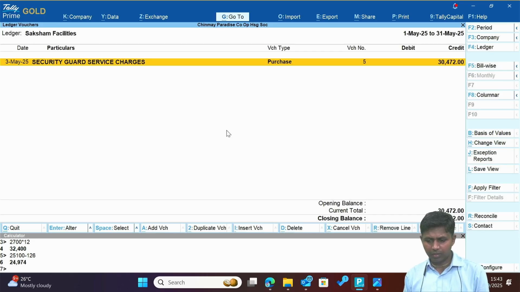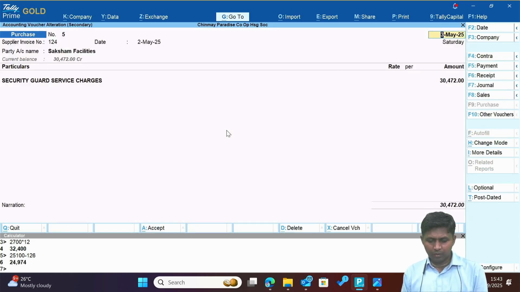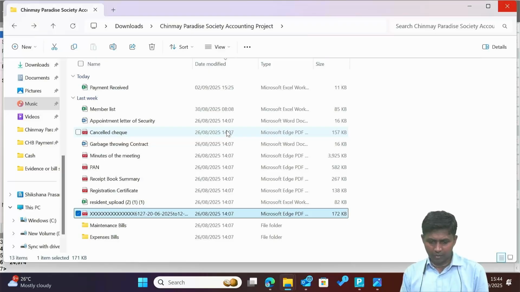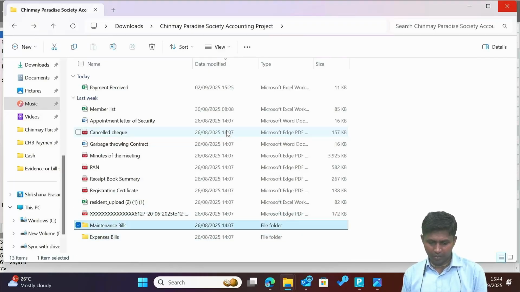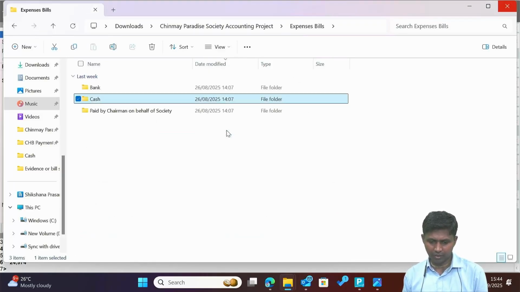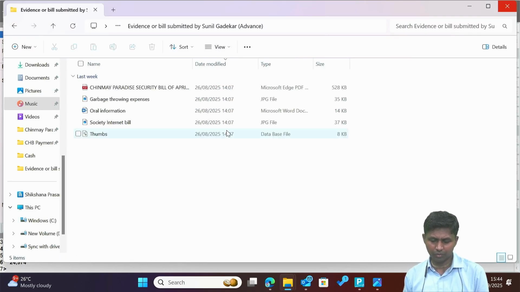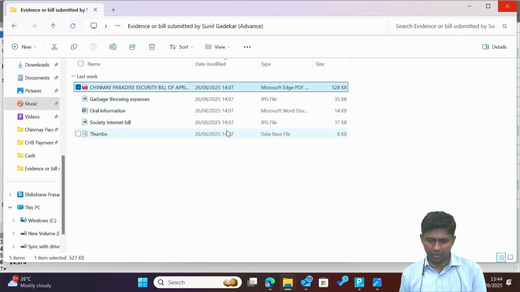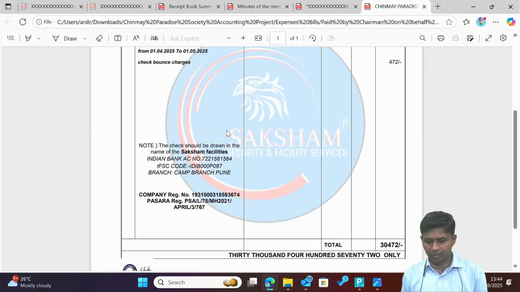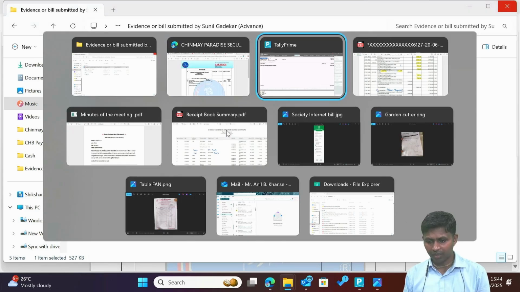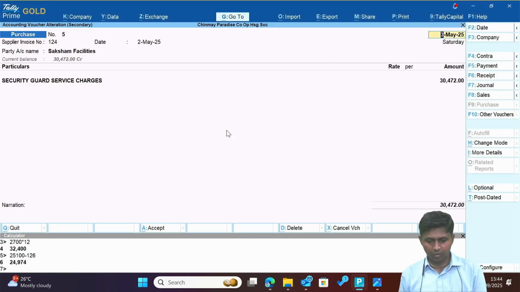Now this party, one second, here in the maintenance expenses bill section, paid by chairman on behalf of the society. Okay, we have passed the purchase entry of purchase of services, but the second entry of transferring this burden is still pending.